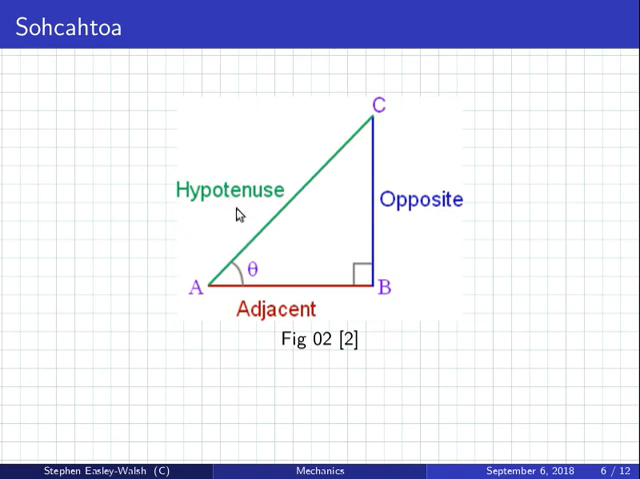Can you write these names down? I'd like you to write them down, but do most people know these? Yeah.